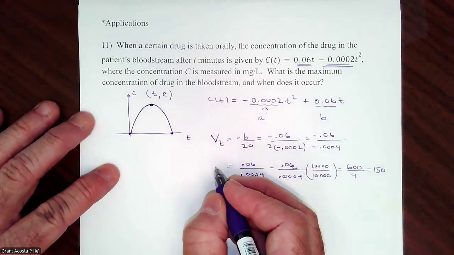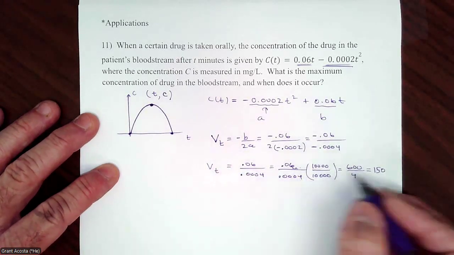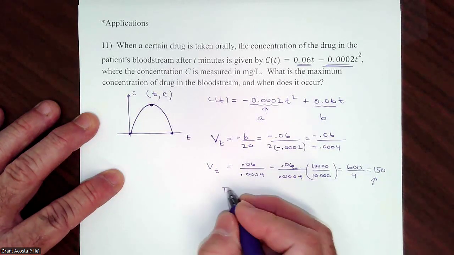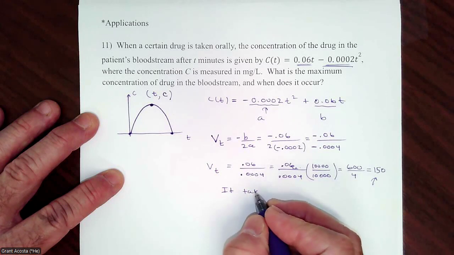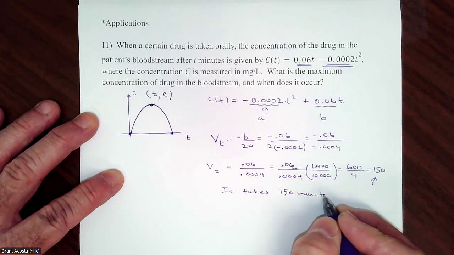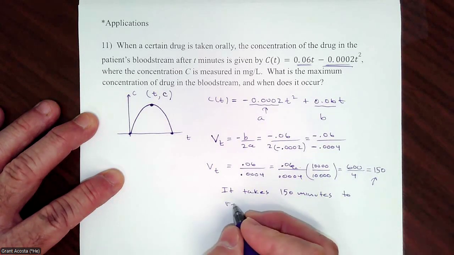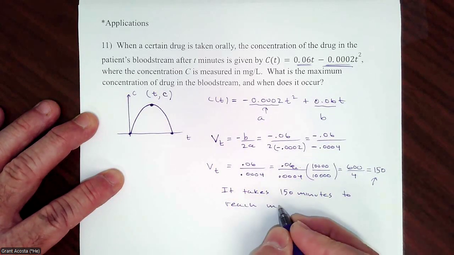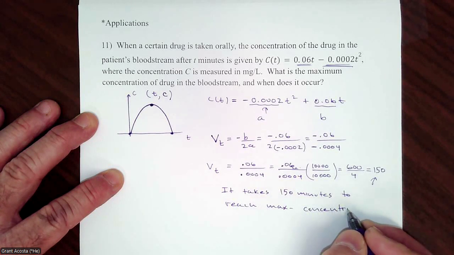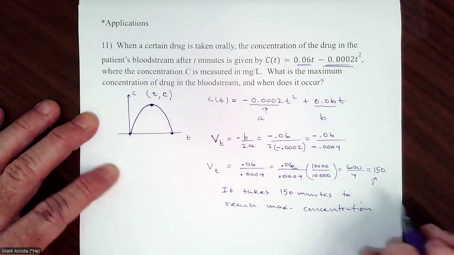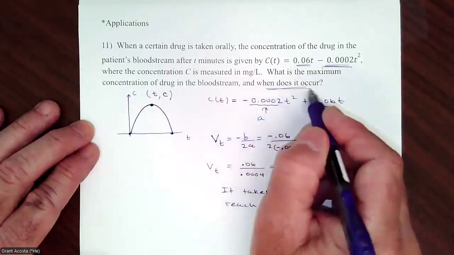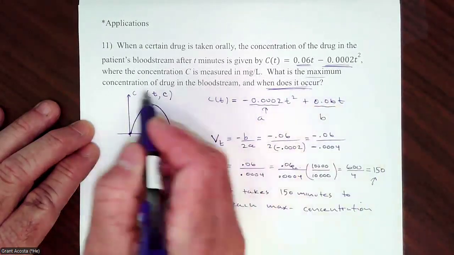What would my units be? Remember, this is time. This would be minutes, right? So in other words, it takes 150 minutes to reach maximum concentration. So that would answer the first part. Now, that's actually answering the second part: when does it occur? But what is the maximum concentration?